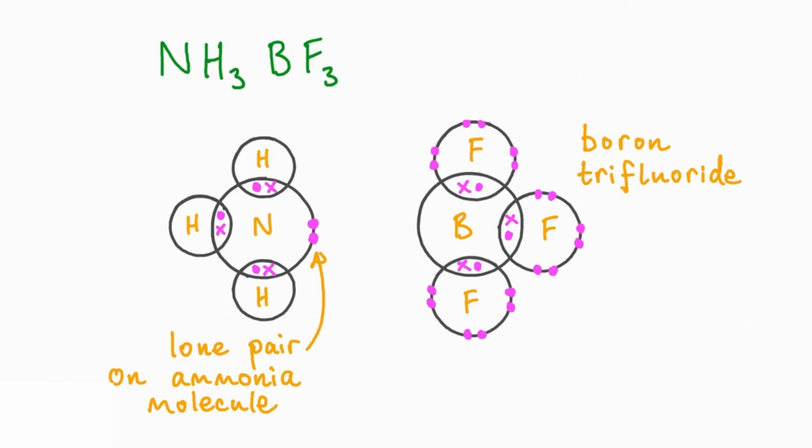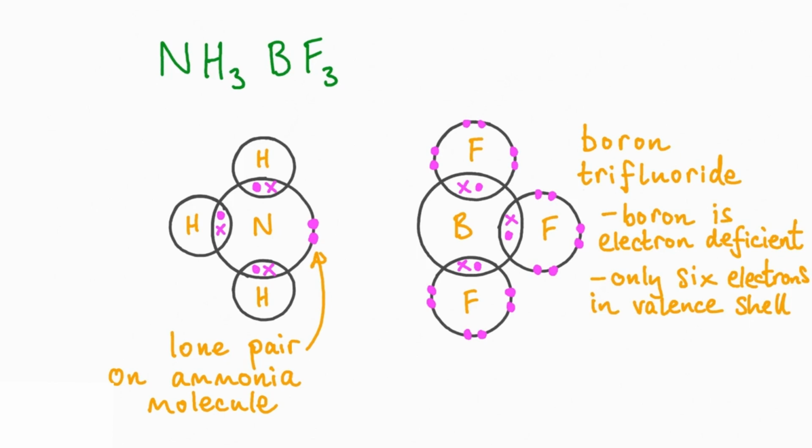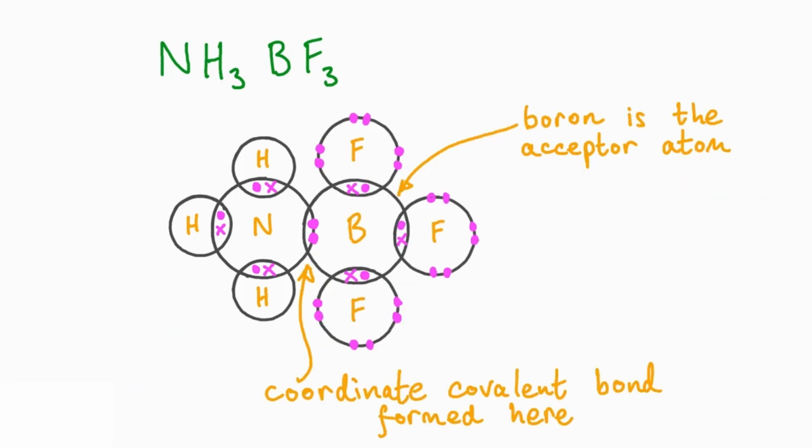If ammonia reacts with boron trifluoride, the lone pair on the nitrogen atom in ammonia can be used to make a coordinate covalent bond with the boron atom in boron trifluoride. In BF3, boron is electron deficient, having only 6 electrons in its valence shell. If boron becomes the acceptor atom, a nitrogen to boron covalent bond is made, and boron fills its valence shell. Nitrogen is the donor atom in the formation of this coordinate covalent bond.